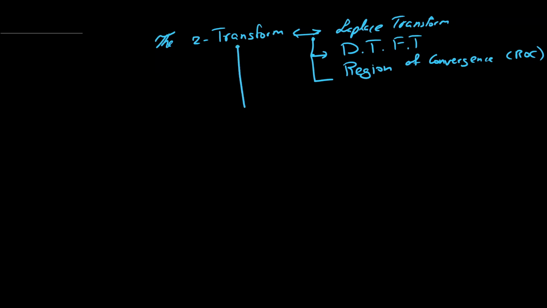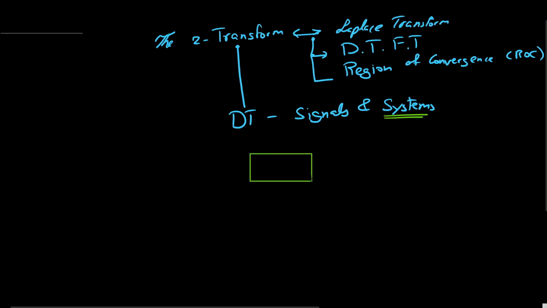Note that Z transform is for discrete time signals and systems, whereas Laplace transform was for the continuous time signals and systems. Now let us start our discussion using systems and say we have an LTI system.